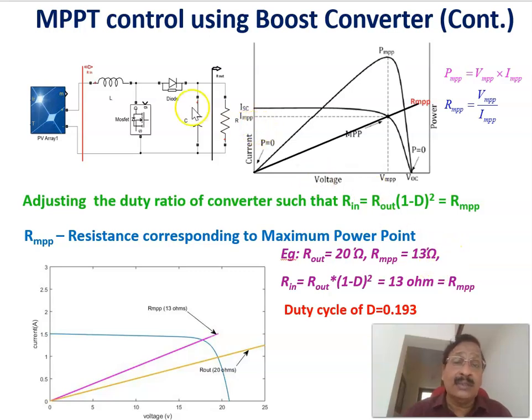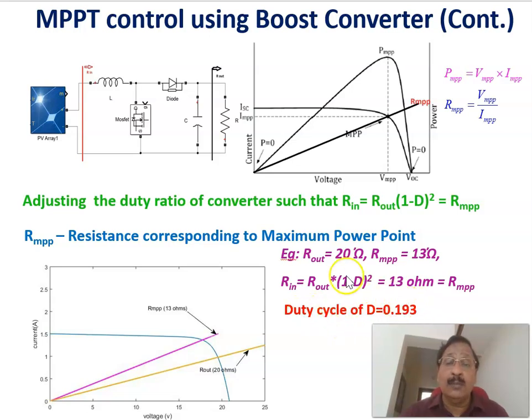Now what we have to do is adjust the duty ratio such that Rin, which equals R out into 1 minus D whole square, is made the same as RMPP, which is 13 ohm. We know that R out is taken as 20 ohms. Therefore, 13 ohms equals 20 ohms into 1 minus D whole square, and the corresponding duty cycle D equals 0.193.